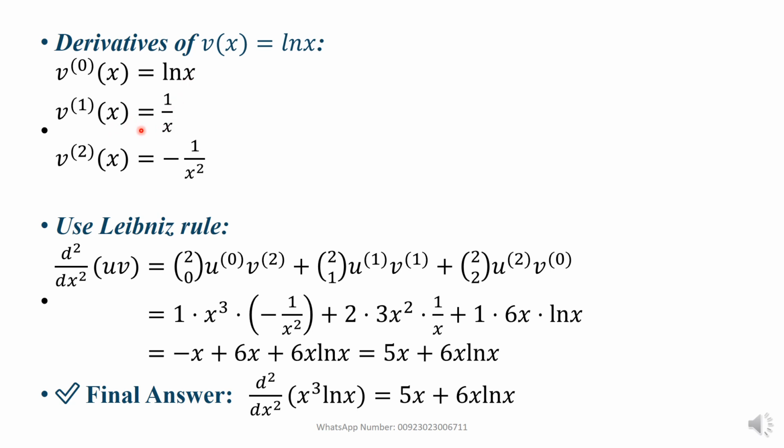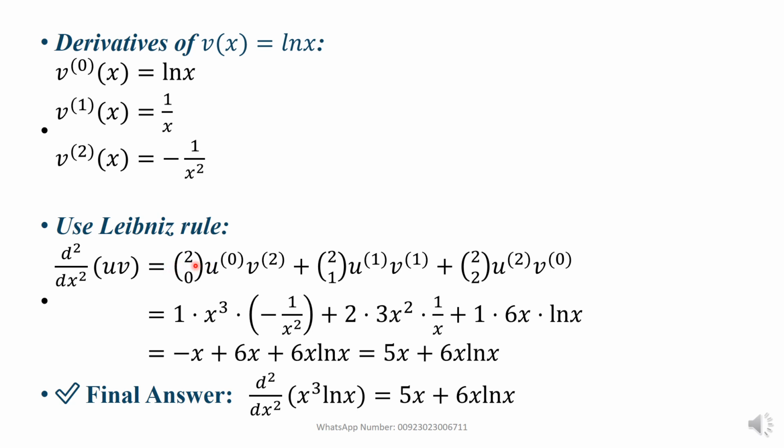Now we again find this derivative. Then the derivative of 1 upon x is minus 1 upon x square. Use Leibniz rule. d square upon dx square of uv equals, now this formula, binomial theorem.